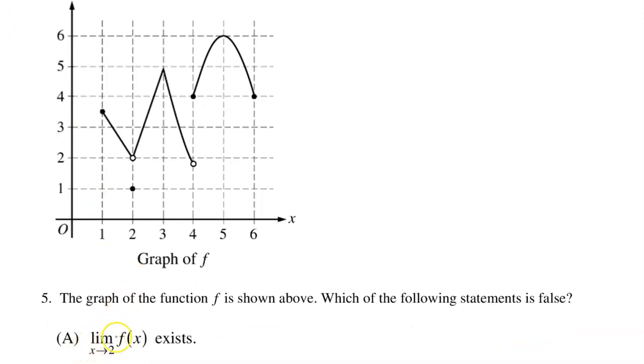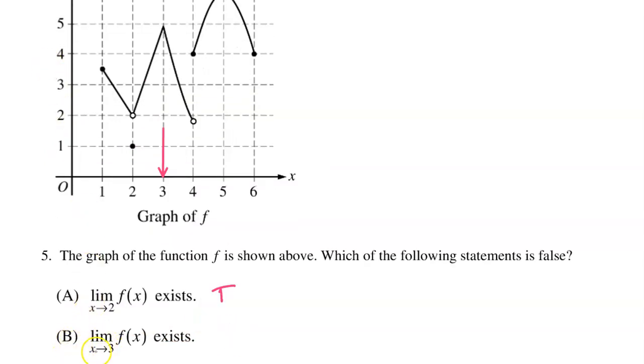Statement A says the limit as x approaches 2 exists. So for the limit to exist, the value of the function has to approach the same thing from the left and from the right. From the left side, as we approach an x value of 2, the value of the function is approaching a y value of 2. From the right-hand side, the function is approaching the exact same value. So the limit does exist, so this one is true.